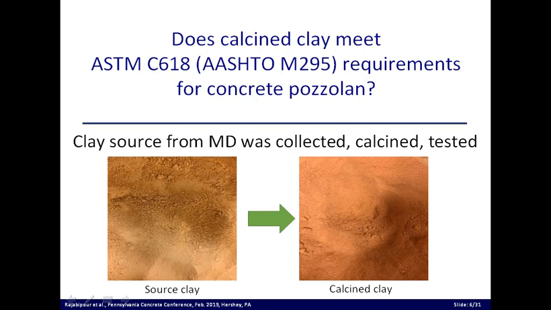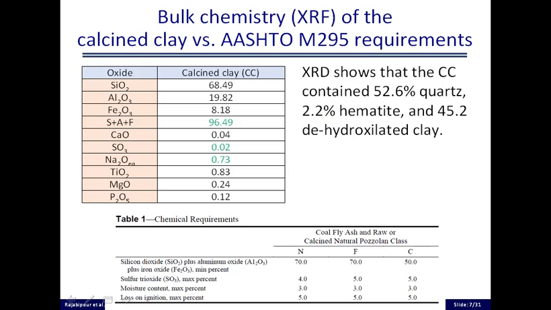Essentially, I'm going to show whether this calcined clay would meet ASTM C618 or AASHTO M295, which are for the most part equivalent specifications for use of pozzolan in concrete. There is a clay source in particular in Maryland near the Pennsylvania border that we acquired in collaboration with York Building Products, and we heat treated it and tested it, and I'll show you the test results. Next slide, please.